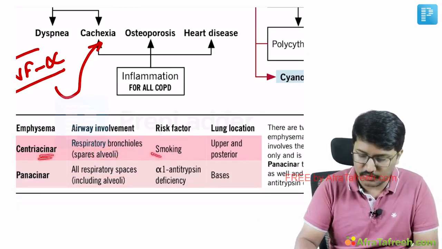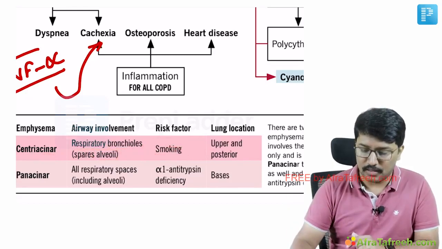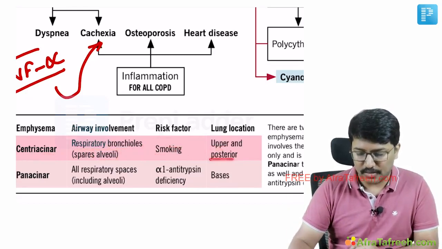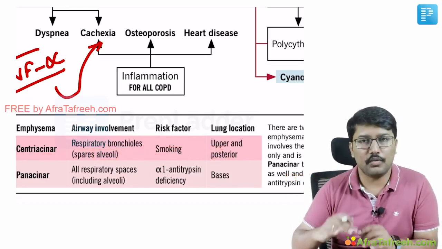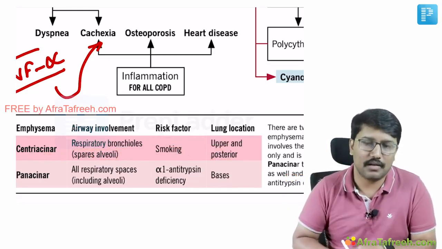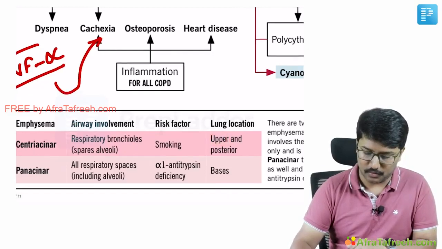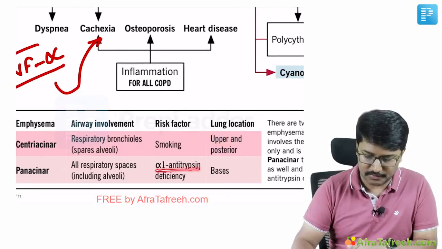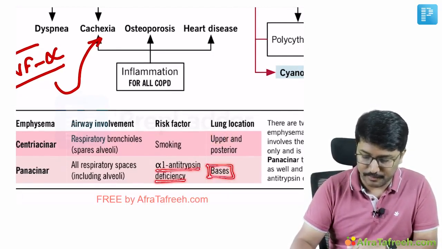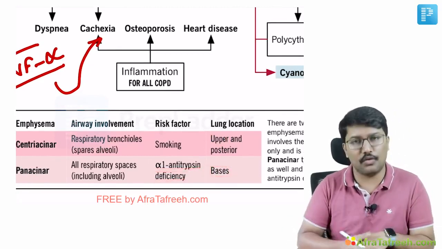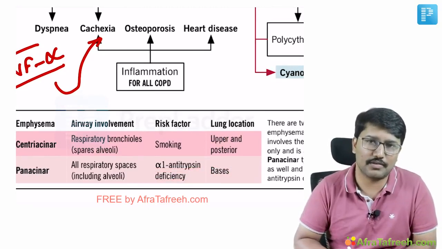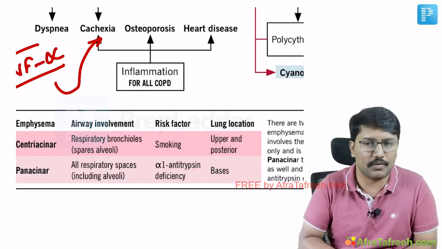So centri-acinar is typical of smoking, and it mainly affects the upper lobes and to some extent the posterior segments. In the lower lobes, it is the upper segments which are affected, right? So typically you have to remember smoking, upper lobe. And in case of alpha-1 antitrypsin deficiency, it is the bases, right? So the lower lobes of the lungs are more affected in case of pan-acinar, which is due to alpha-1 antitrypsin deficiency.